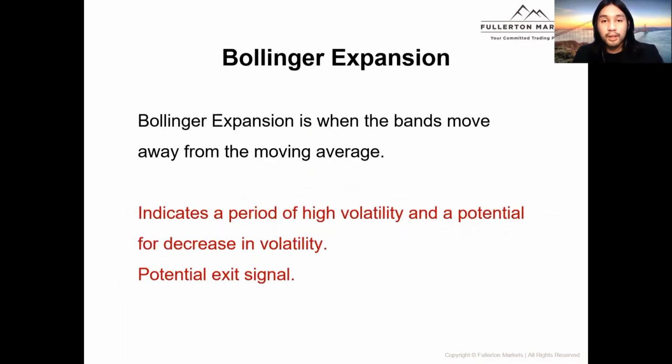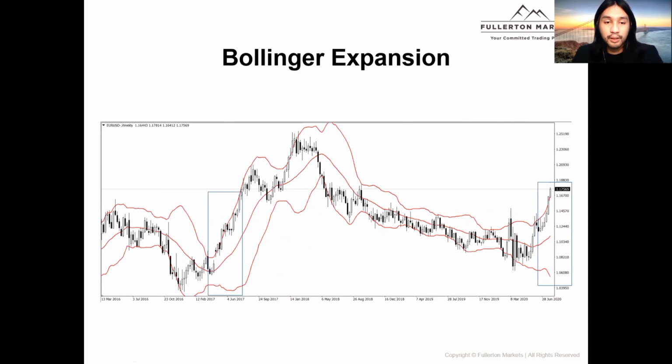Let's move on. This is the Bollinger Expansion, the opposite of the Bollinger Squeeze. Bollinger Expansion is when the bands move away from the moving average. This indicates a period of high volatility and a potential for a decrease in volatility. Or this is an area where you can possibly exit. Earlier we were talking about the squeeze, now we're talking about the expansion. Once there is an expansion in the Bollinger Bands, the next step would be the squeeze. Once again, it's just a cycle: squeeze, expand.